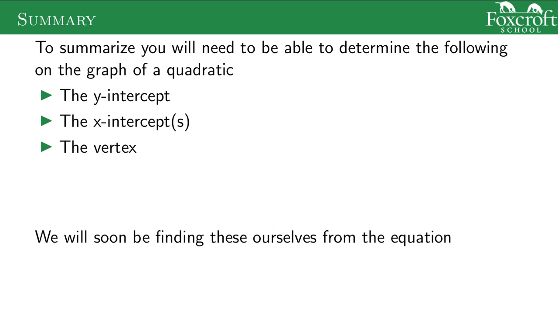To summarize, you need to be able to determine the following from the graph of a quadratic. You need to be able to identify the y-intercept, the x-intercept or x-intercepts, there are possibly 2 of these, sometimes 1, sometimes 2, and the vertex. There should only be one y-intercept and one vertex. Soon we'll be finding these ourselves, but right now you just need to do it from the graph. So go ahead and practice finding the vertex and the intercepts of these parabolas.